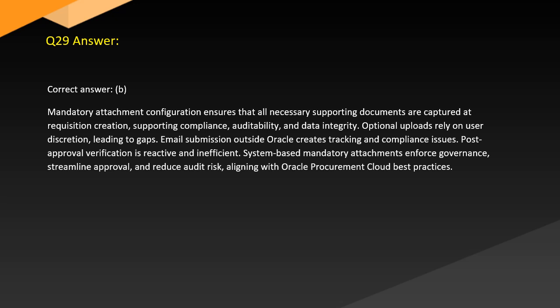Answer. Correct answer: B. Mandatory attachment configuration ensures that all necessary supporting documents are captured at requisition creation, supporting compliance, auditability, and data integrity. Optional uploads rely on user discretion, leading to gaps. Email submission outside Oracle creates tracking and compliance issues. Post-approval verification is reactive and inefficient. System-based mandatory attachments enforce governance, streamline approval, and reduce audit risk, aligning with Oracle Procurement Cloud best practices.